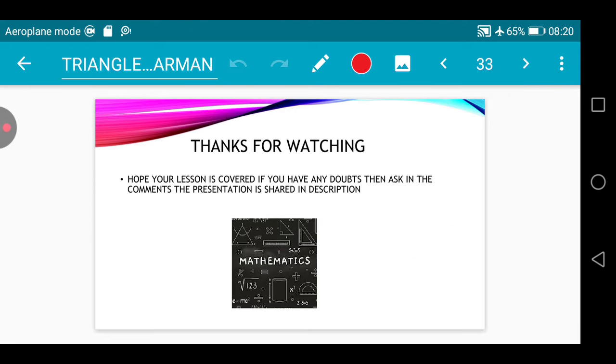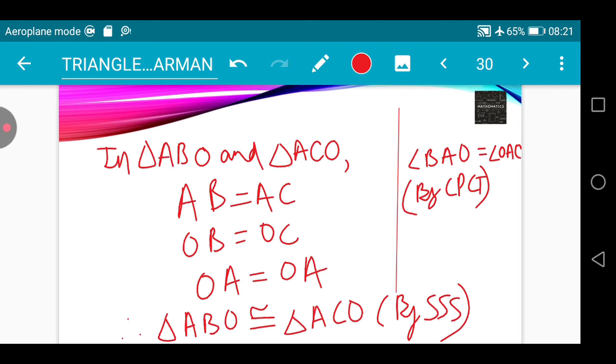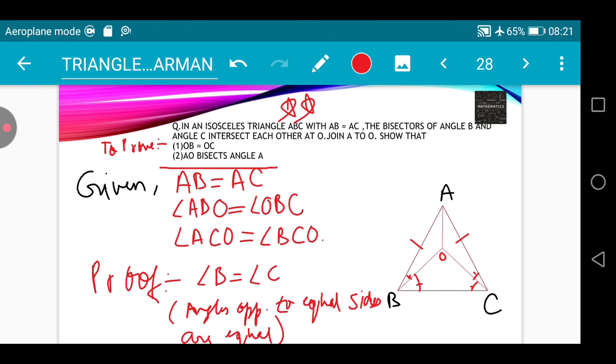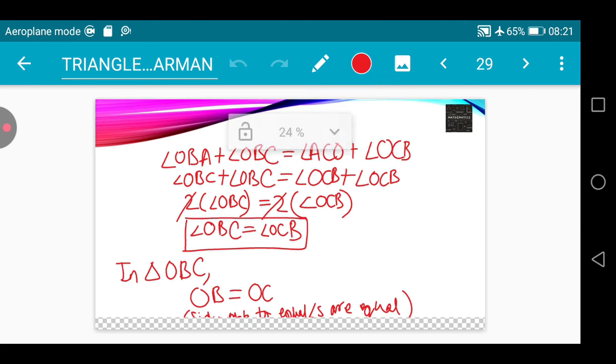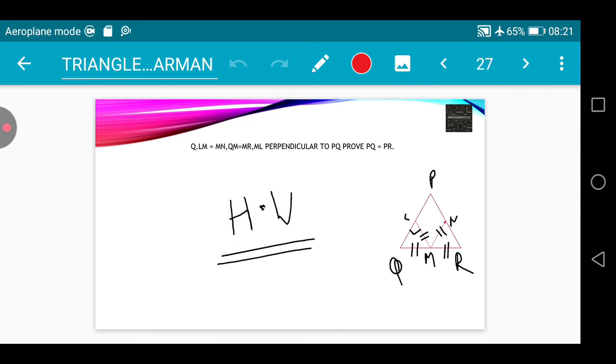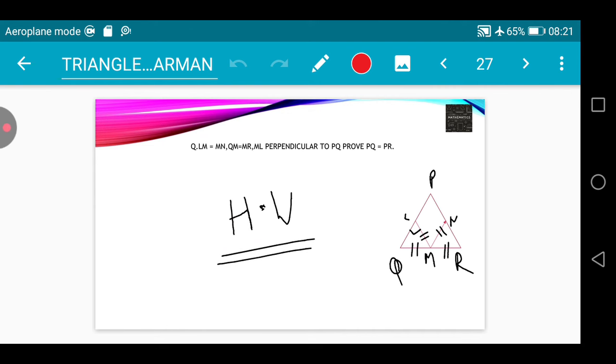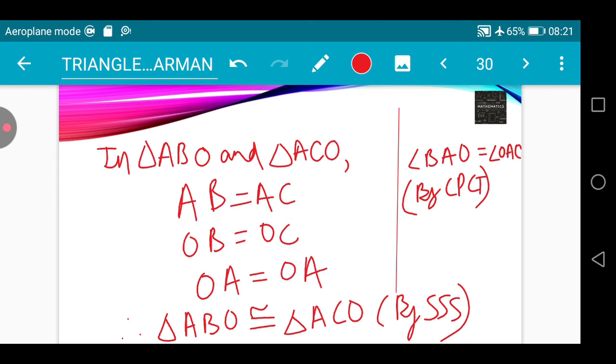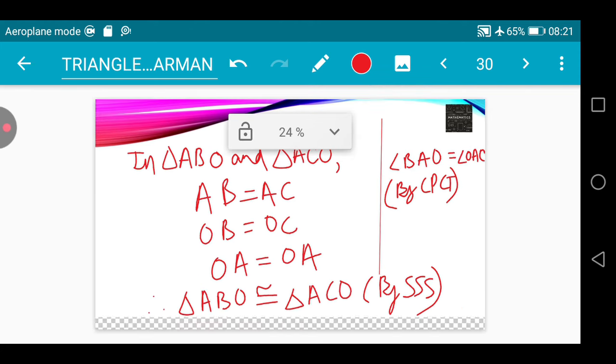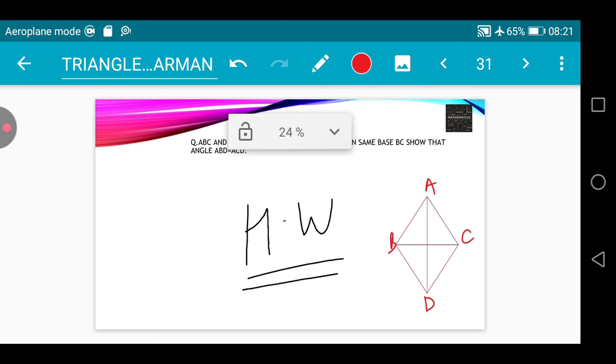So this is the end of the session. I have already told you, I have given you 3 homework questions and given you also the hint how to solve them. Something that is required here: you have to prove everything, prove congruency, then by CPCT you show that.